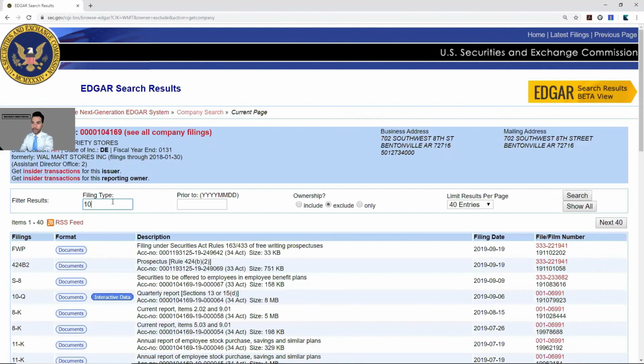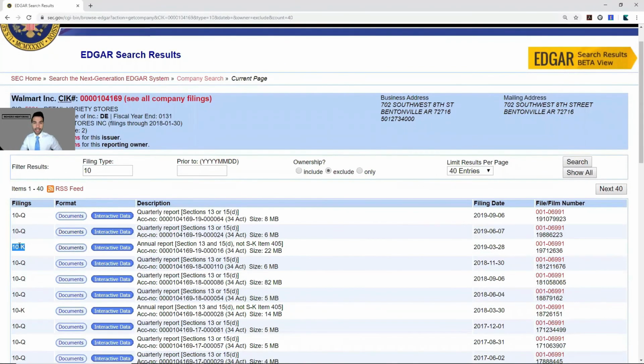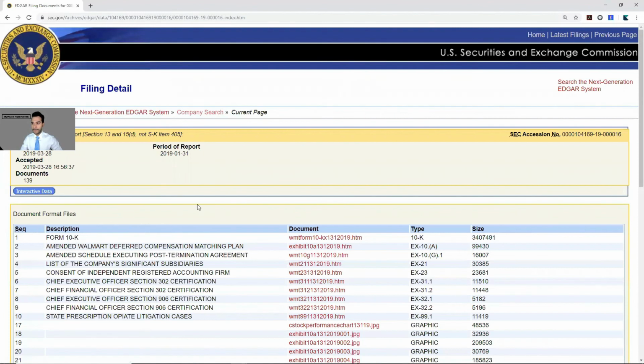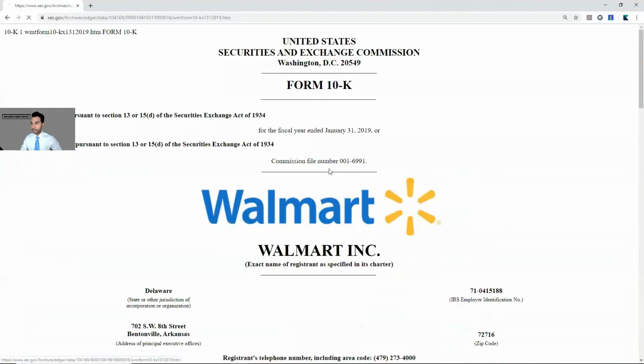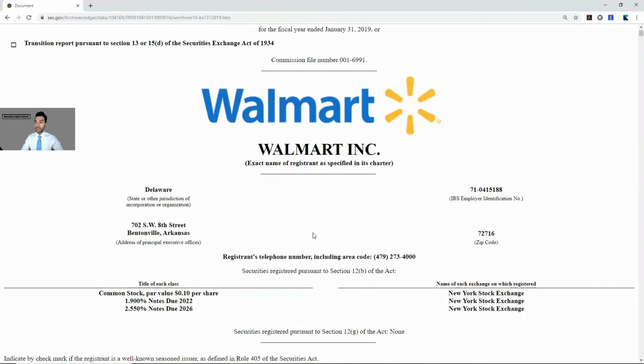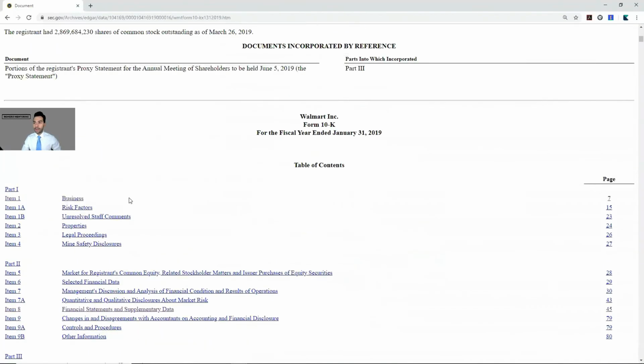So I'm just going to do a quick filter, filing type, just type 10, enter, and we want the 10K. Here it is. If I click on the 10K, here is the first item. It's typically the largest file that has all the information. And here is what a 10K looks like. For the most part, each 10K will have a table of contents like this. If you want to learn about the business, just read the first part.